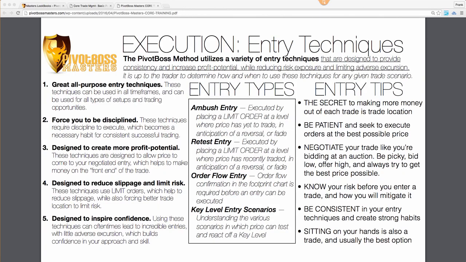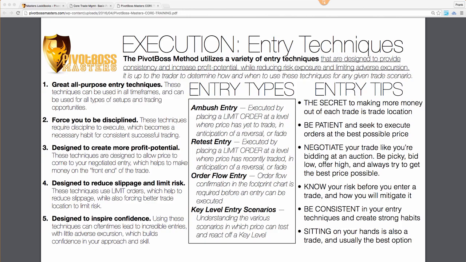We're going to be focusing more on the retest entry this time. It does seem like the ambush entry is more of a gamble at times. It really does. And again, that goes to being able to really confirm the level that you're going to be ambushing if you're going to use that technique.